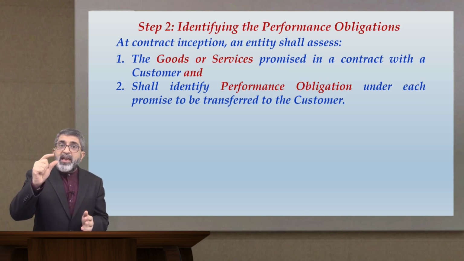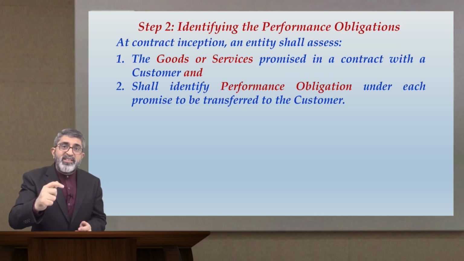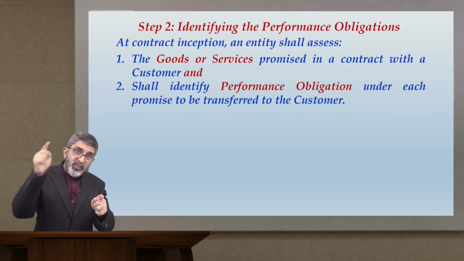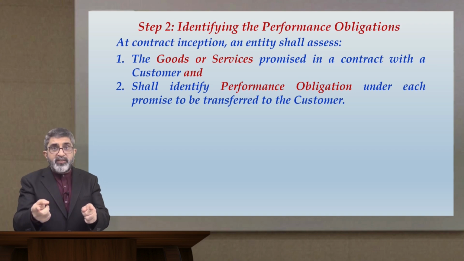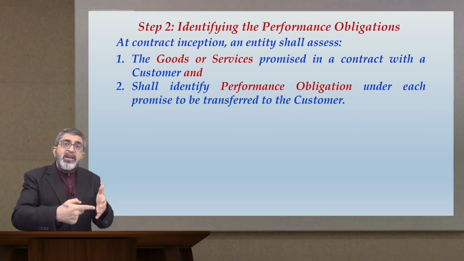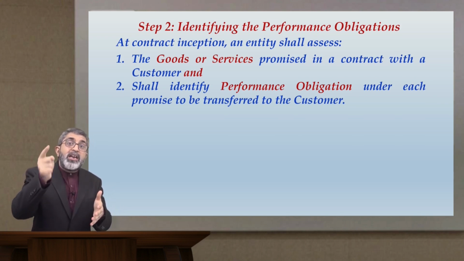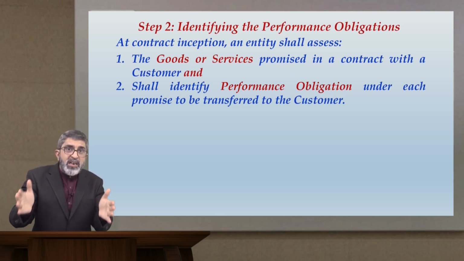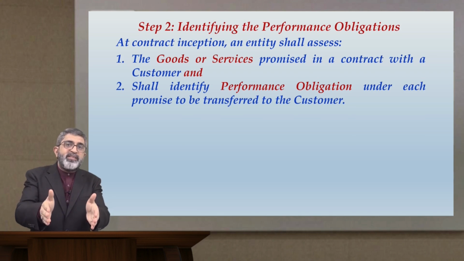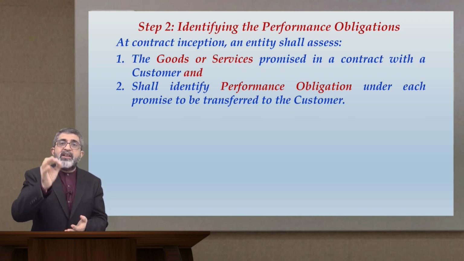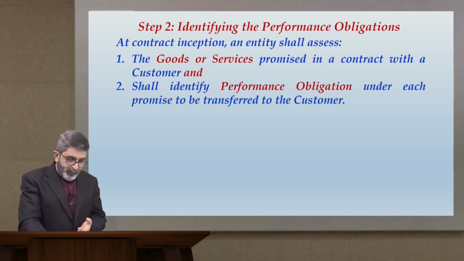So for each good or service that I have to provide, what will be the performance obligation with respect to that particular good or service? That means if there are multiple goods or services offered, then the performance obligation needs to be identified for each good and service separately, because it is a multiple set of goods and services offered. As a result, there has to be a performance obligation identified for each separately.